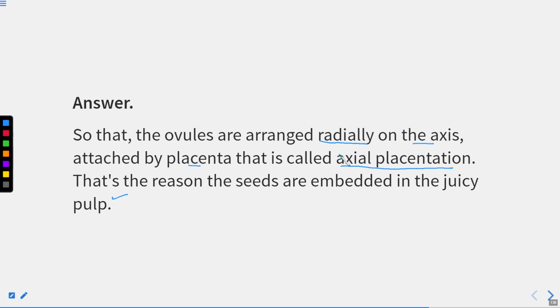All right. So you should know the placentation. If you know the placentation, then you can tell the arrangement of the ovules, because ovules are attached through placenta to the ovary.